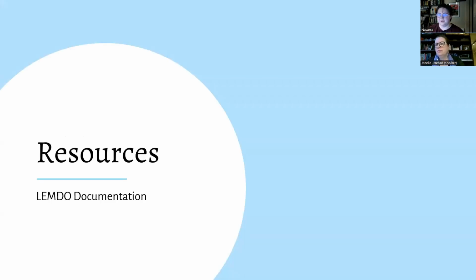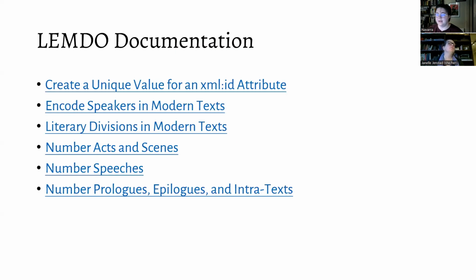Now, we do have quite a few resources about all of this. The first is create a unique value for an XML ID attribute. That talks about how do you go about making sure that your XML ID is unique. That's the one that's not inside of the modernized text chapter, but it is a key thing for general encoding. Also encode speakers in modern text, literary divisions in modern text, number acts and scenes, number speeches, and number prologues, epilogues, and intro texts.